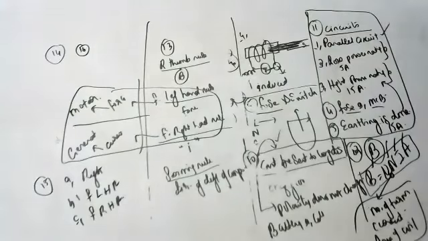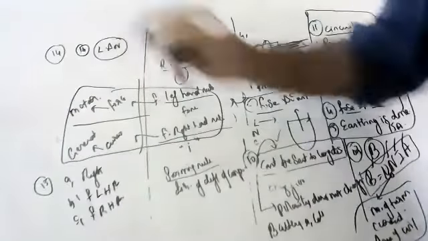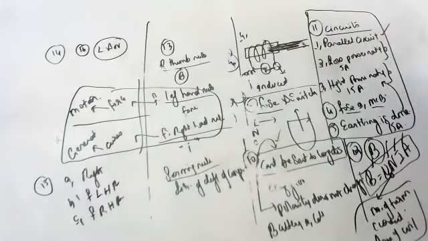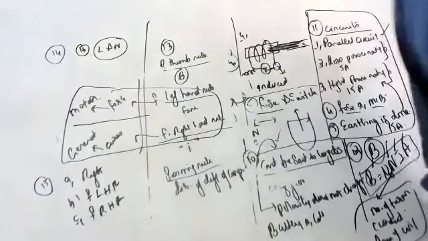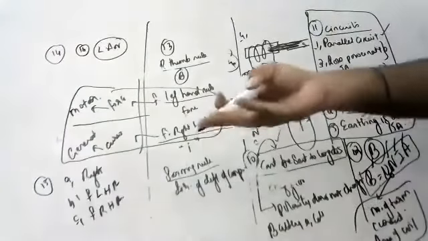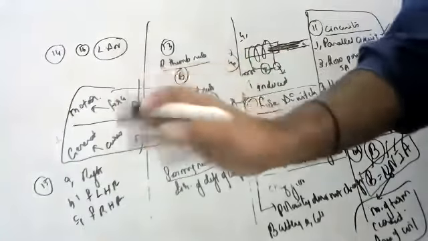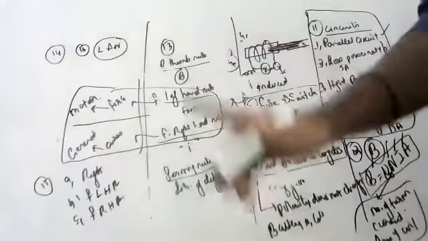16th question. What is short circuiting? Accidental contact of live wire and neutral wire is called short circuiting. What is short circuiting, children? Accidental contact of live wire and neutral wire is called short circuiting. Live wire and neutral wire, they won't touch each other. If they touch each other, that is called short circuiting.